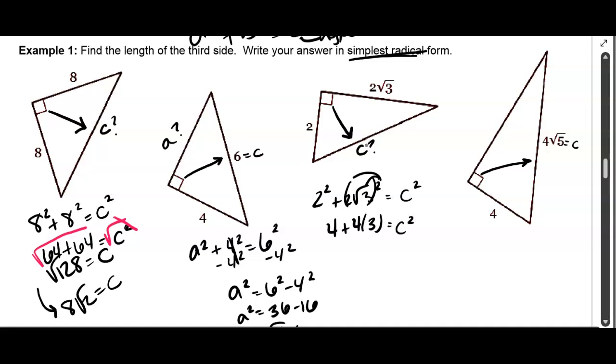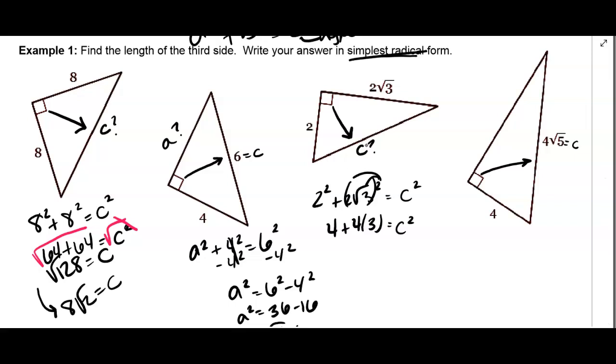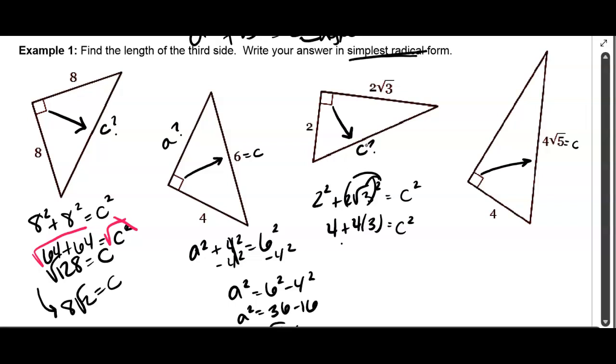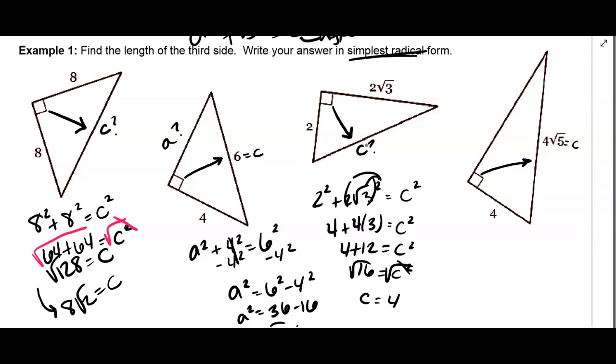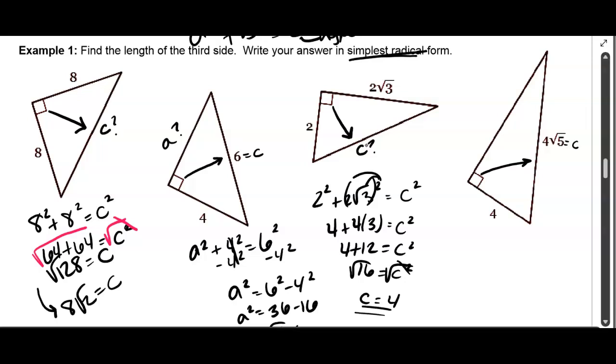So what happened was I did 2 squared, which is 4. Since the 3 had a square root, the square root and the square cancel out, so only 3 is left. Now I have 4 plus 12 equals c squared. So I have 16 equals c squared. Square root both sides to get rid of that square. Now 16 is a perfect square, so c equals 4. Ooh, very cool. And then finally we have this example.